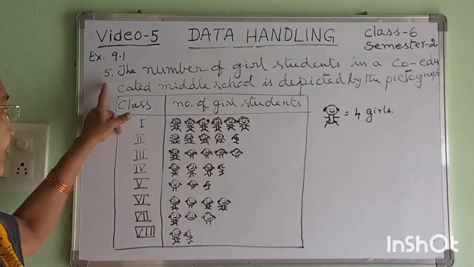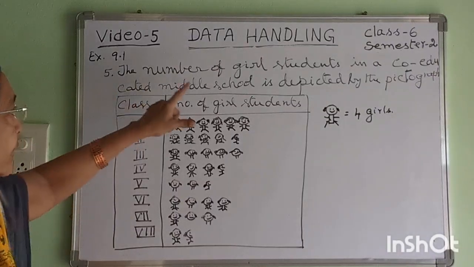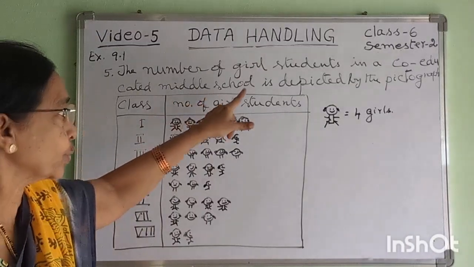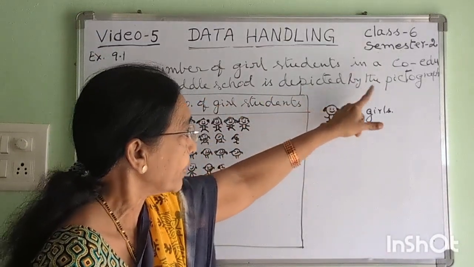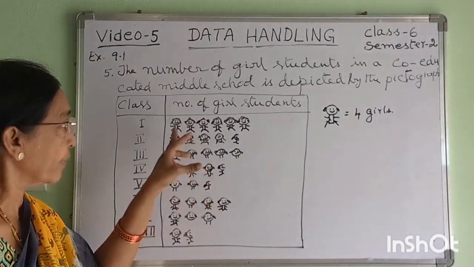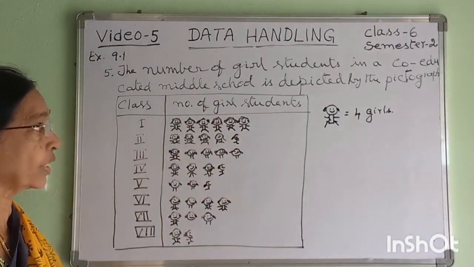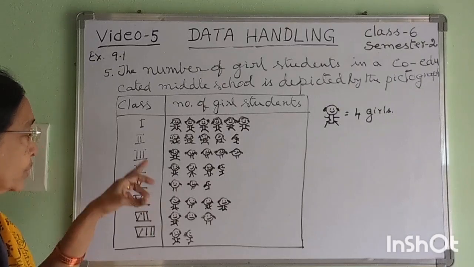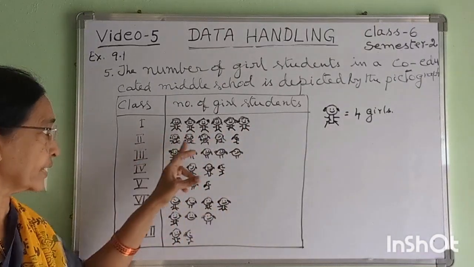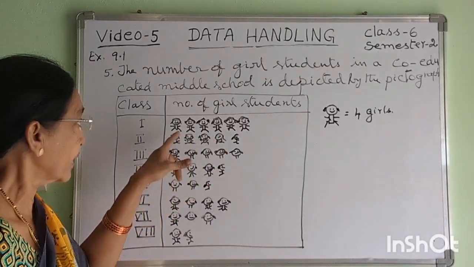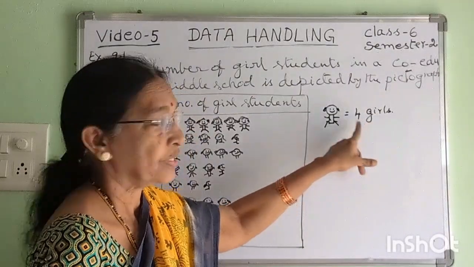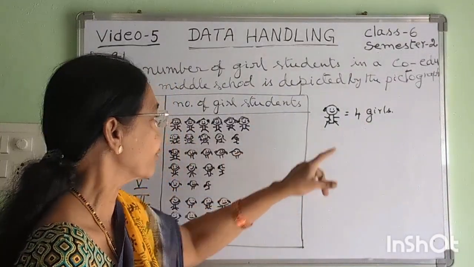So the next problem is the fifth problem. The number of girl students in a co-educational middle school is depicted by the pictograph. This pictograph gives the number of girl students in the school: in first class there are so many girl students, in second class so many, like that. Here each picture of a girl represents 4 girls.